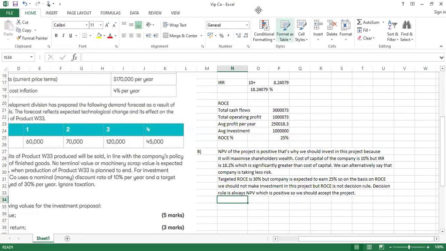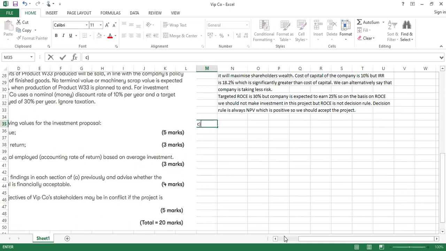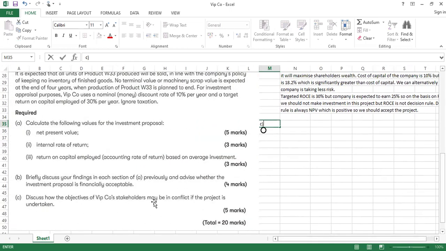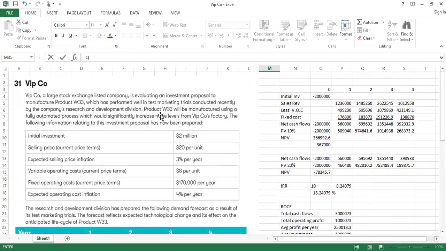Okay, one of the student is saying that she wants to see the answer. Yes, do you want to see this part B? So now we are going to discuss part C. What is he saying in the part C?